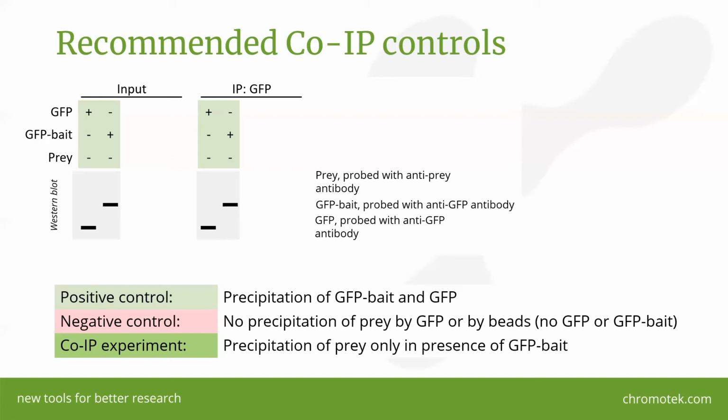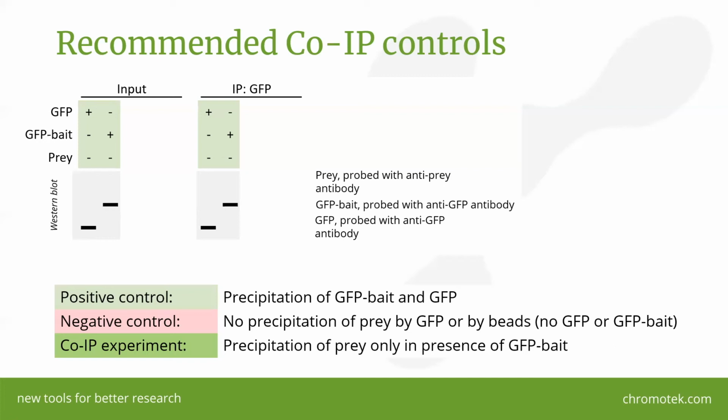We have here in faint green our positive control. The positive control shows on the left-hand side the input, and then on the right side is the bound fraction, which is called here IP GFP. So we first would like to check if our immunoprecipitation really works, and we therefore add in one fraction the GFP, and in another experiment the GFP-bait. And after immunoprecipitation, you can confirm that the GFP band is there in one experiment, the GFP-bait band is there in the other experiment.